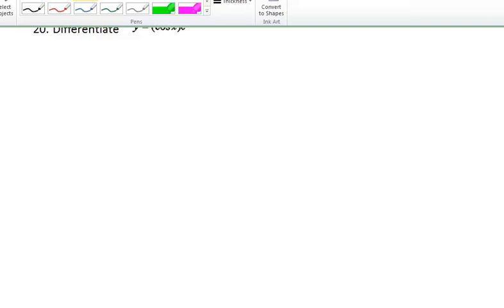Okay, now looking at number 20. We've got cosine of x multiplied by e to the power of 5x. So this will be our u and this will be our v. We have u times v. So u is equal to cosine of x. We differentiate u with respect to x, and here it becomes negative sine of x.